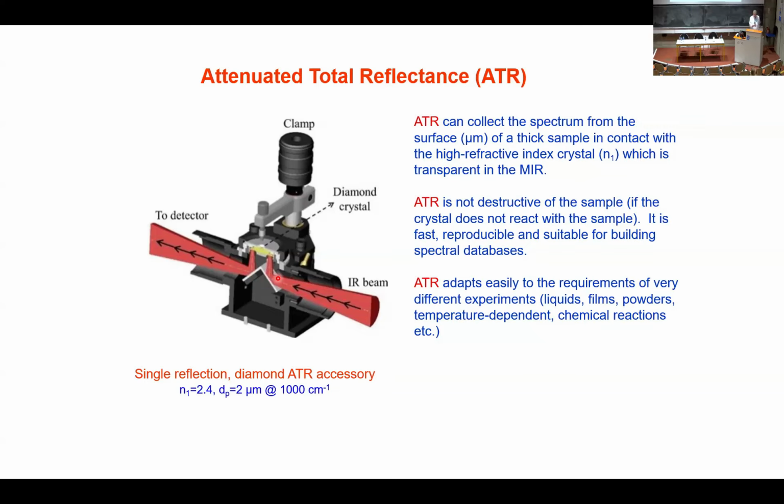So diamond is expensive, but it is forever. Germanium is cheaper, but we have to change it every month. Go for the diamond, except for some very few cases.